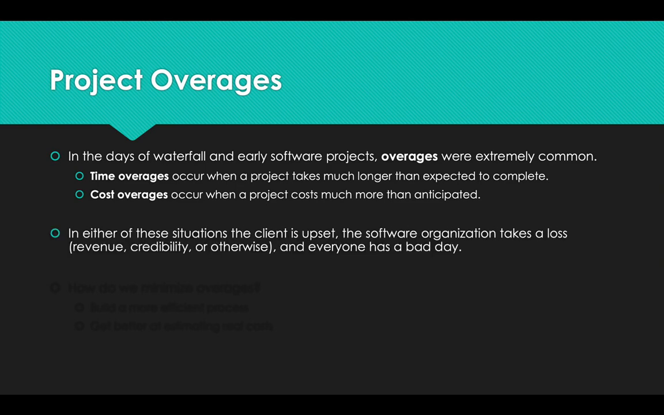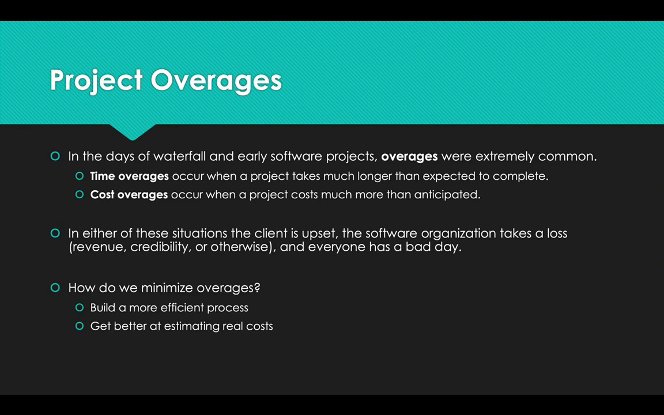In either of these cases, the client ultimately gets upset. Like we talked about last time, the organization takes a loss, potentially on revenue it could have otherwise collected, or credibility with that client, because the client can blame the software organization for not being clairvoyant in a lot of cases, or it could just be a marketing loss. You could lose relationships. Basically, everyone has a bad day anytime there's a massive overage, and so you want to keep these overages from happening as much as possible.